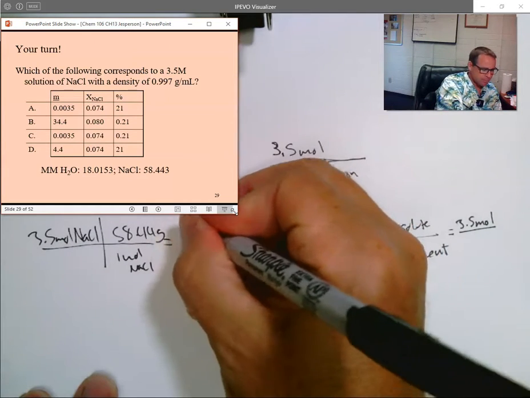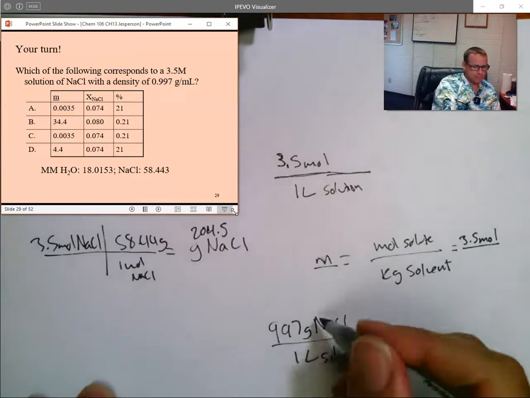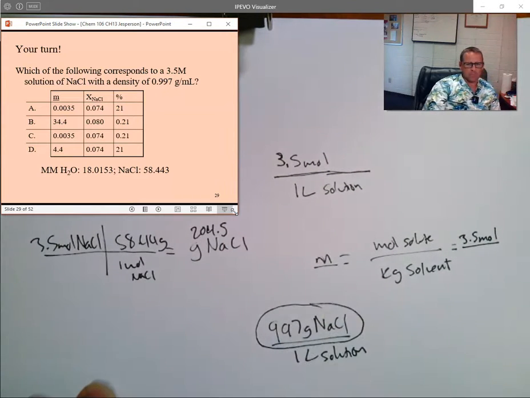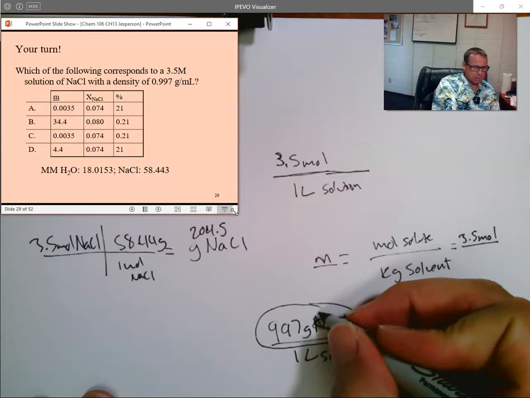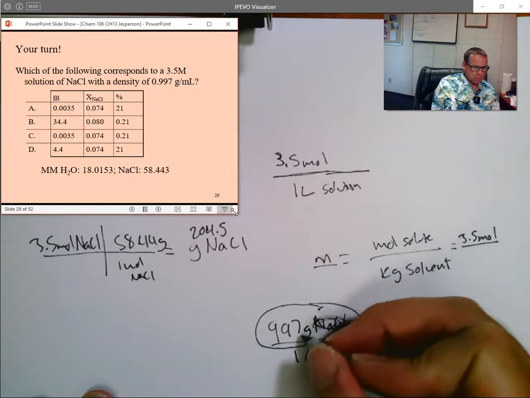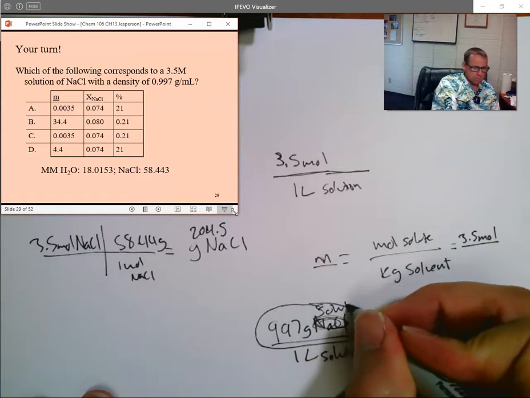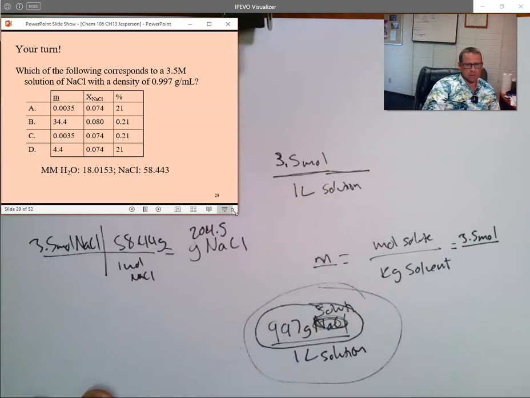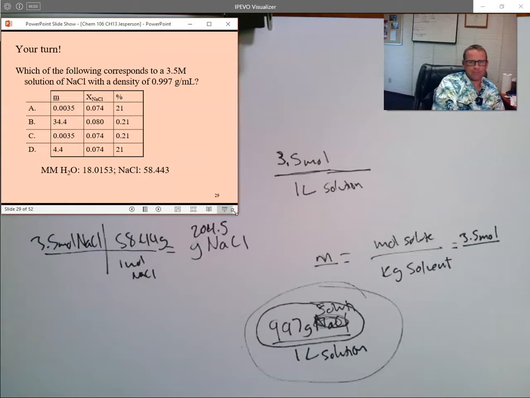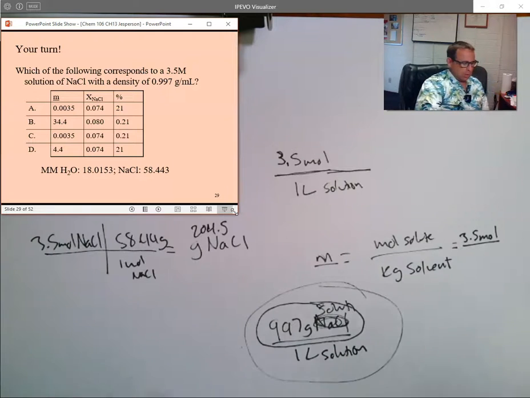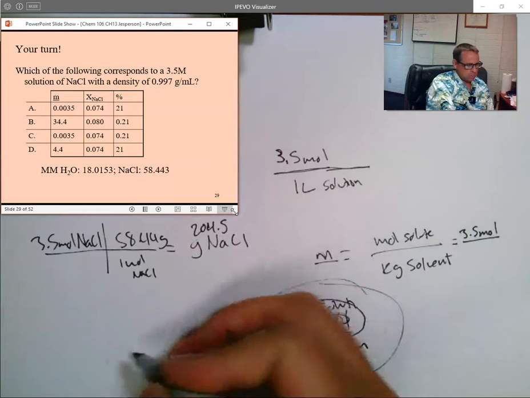Okay. And then, so we have 997. Whoops, no, yeah, that's our total. This is grams of solution. Wait, oh, no, sorry. This is grams of solution per liter of solution. Sorry, that's the density right there. That's grams of solution per liter of solution. So yeah, 997 total grams of solution. Yep, so subtract 204.5 grams of NaCl from 997 total grams of solution.